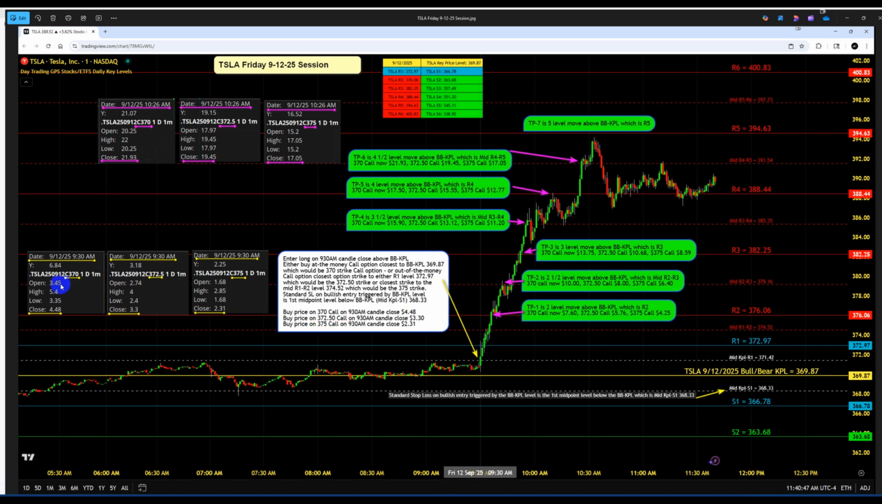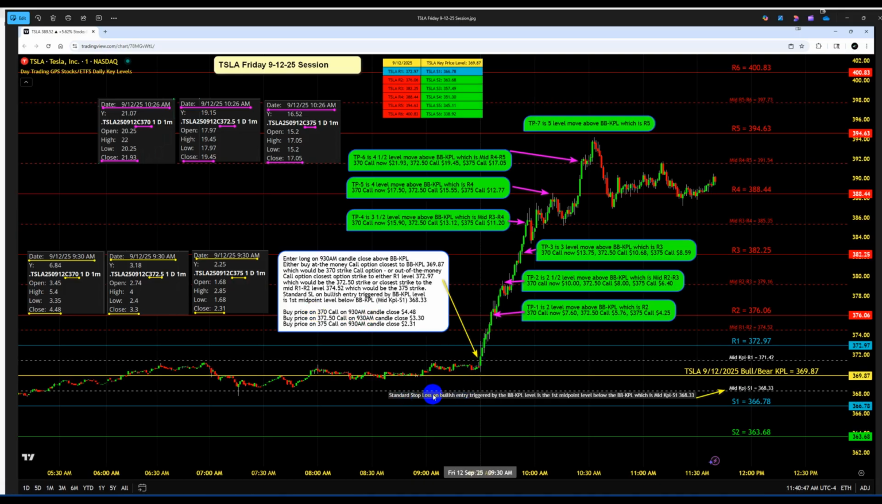Okay, so here we have the data windows, the data box for the 9:30 a.m. 1-minute candles on the 370 call, the 372.50 call, and the 375 call. The 9:30 close of the 370 call candle was $4.48. The close on the 372.50 was $3.30, and the close on the 375 call was $2.31. So that would be your buy price on each one of these three calls, depending on which one you prefer.